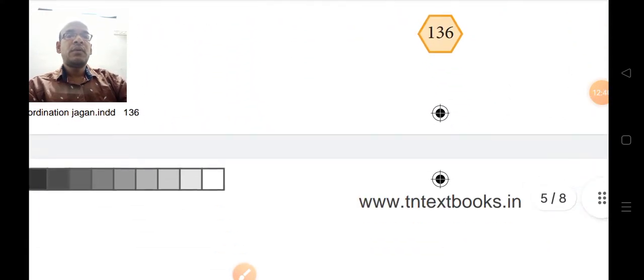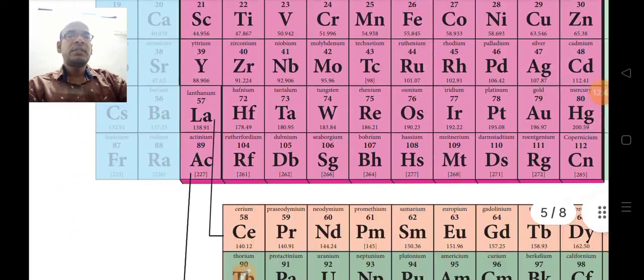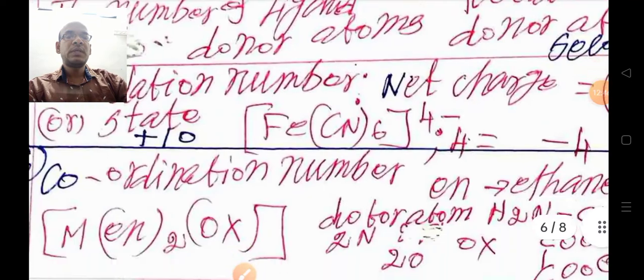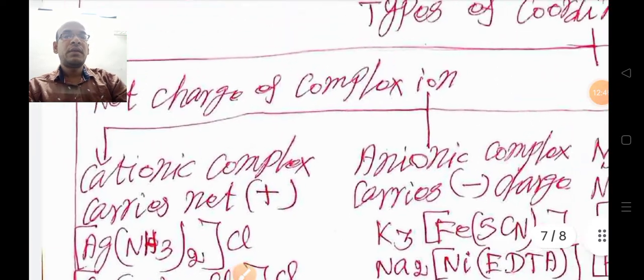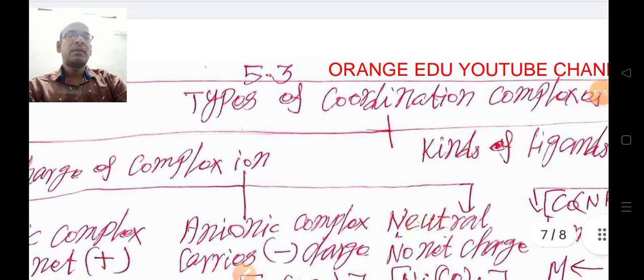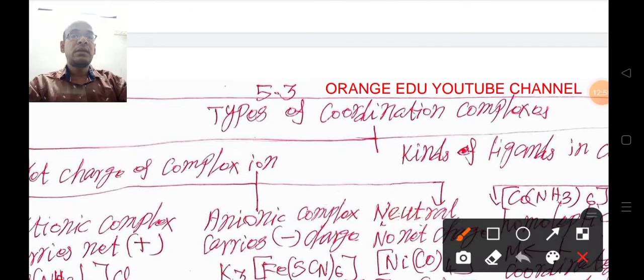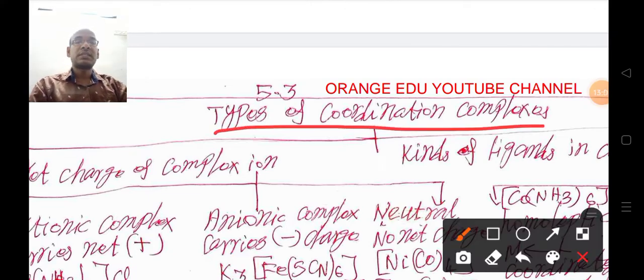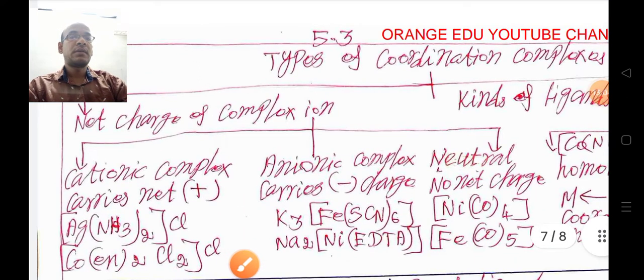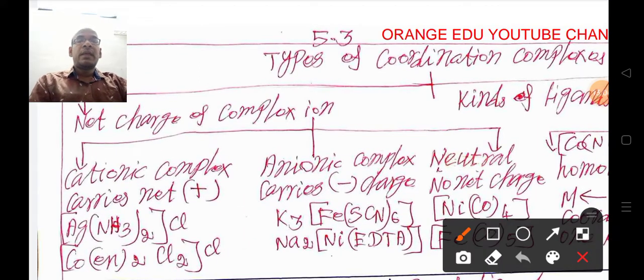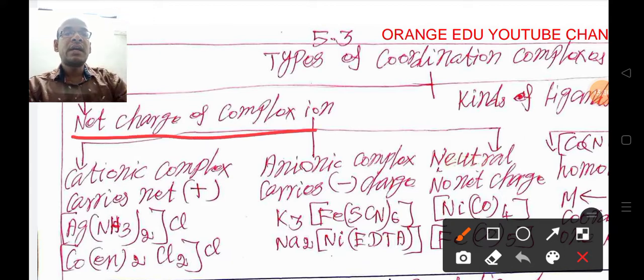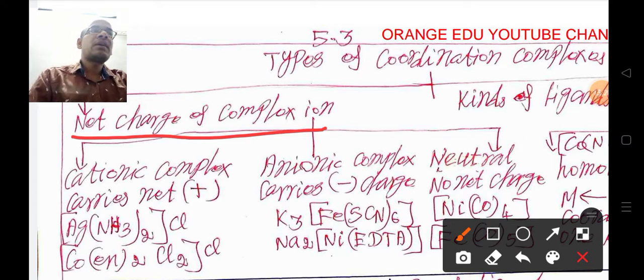Now we have seen the totally 7 terms. Next, types of the coordination complexes, based on net charge of the complex ion. This is important for finding the oxidation number, also for naming the complex ion.